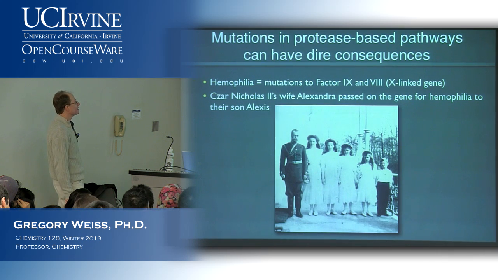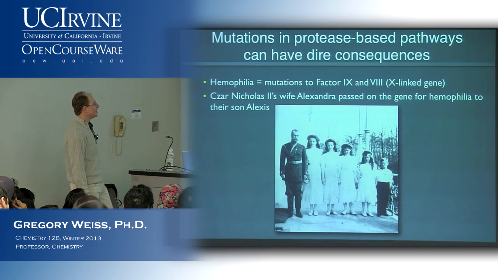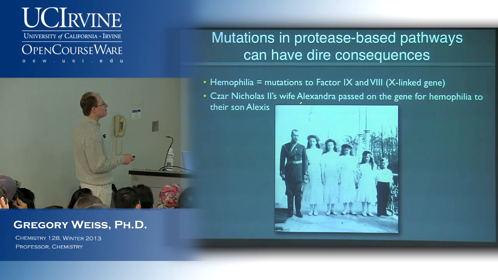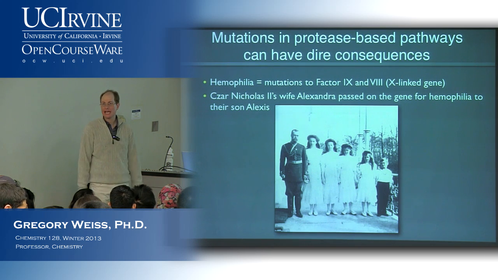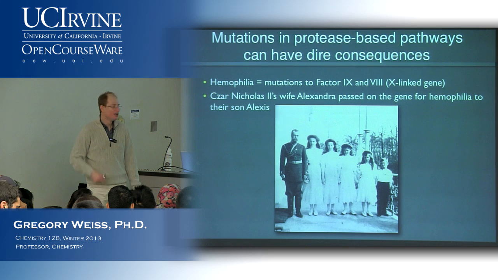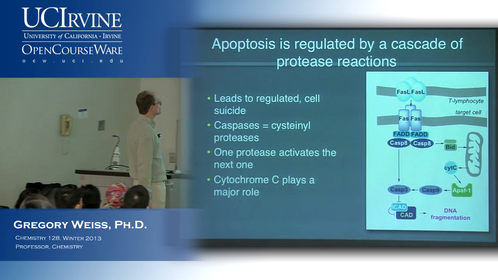This is the Tsar Nicholas II, whose wife Alexandra passed on the gene for hemophilia to their son Alexei down here. And again, this is a mutation to either factor 9 or factor 8, which are both X-linked genes. These are genes that are found on the X chromosome, so they're passed along by the mother.